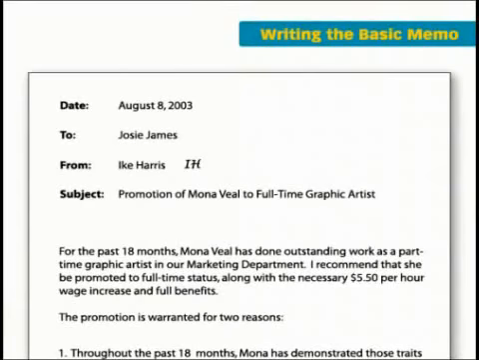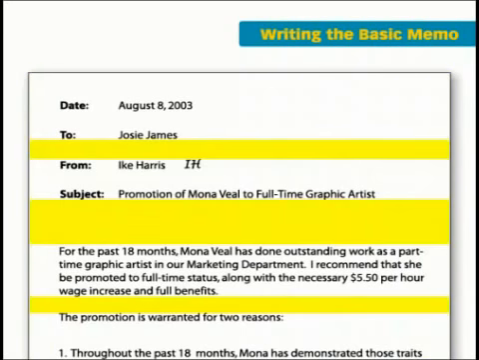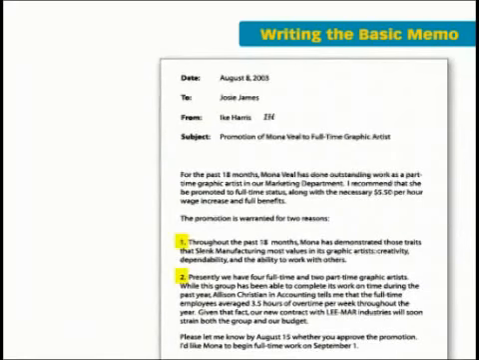Successful memos are short and sweet, both concise and reader-friendly. To be reader-friendly, a memo must look good on the page and make information accessible. Note the generous margins, spacing between parts, and use of lists.